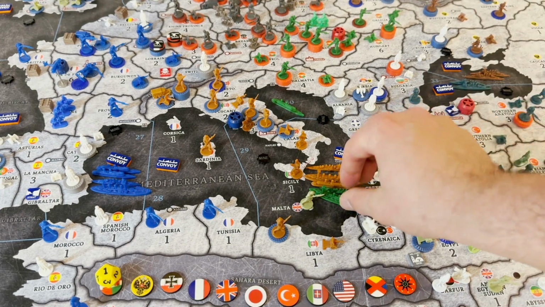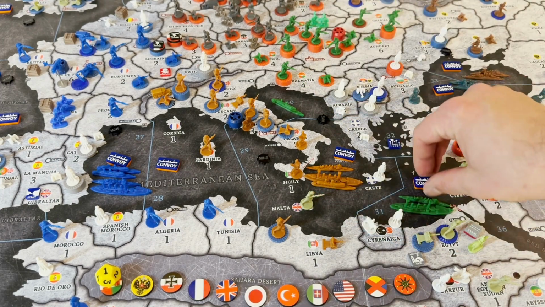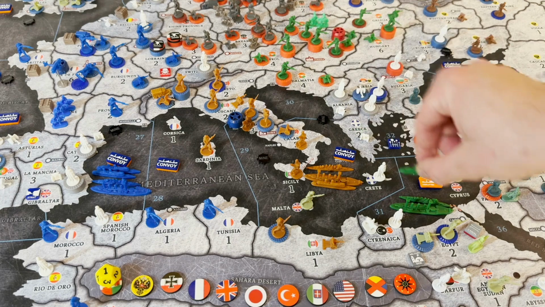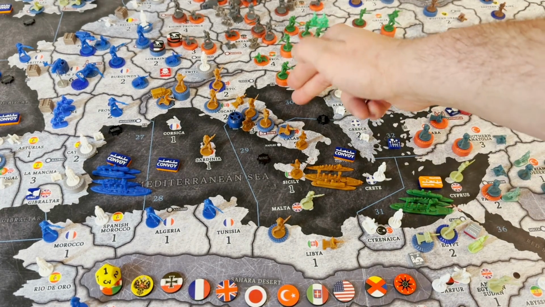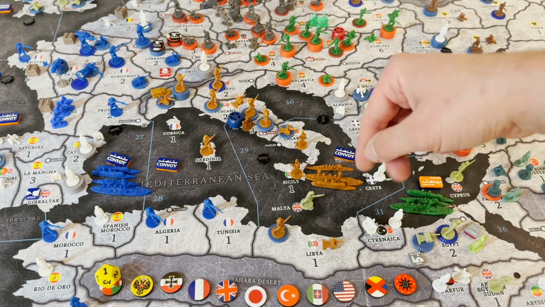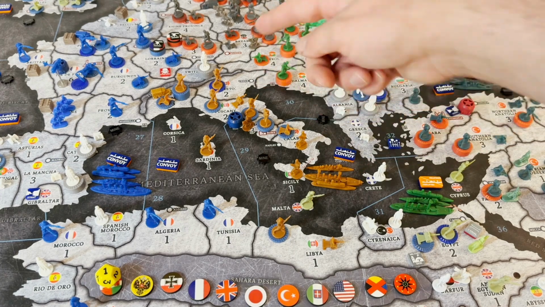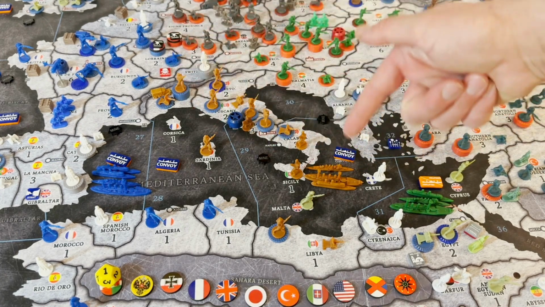However, if, say, they did this, if they came over here, or even if they stayed in the sea zone, and Italy on their turn, because Italy is neutral still, right?